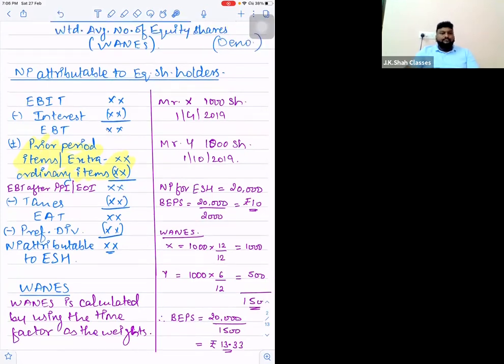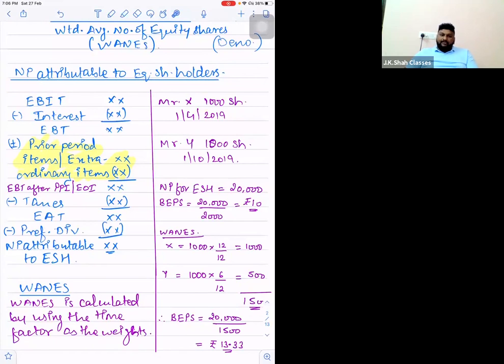Now we'll go for the next part. That is, yes, you can also say the numerator is similar to your divisible profits, but no, sir, not exactly, because divisible profits are generally after transferring to reserves. What is divisible profit? Divisible profit means the profit left over after transferring it to the reserves. So I would not say it is 100% correct.